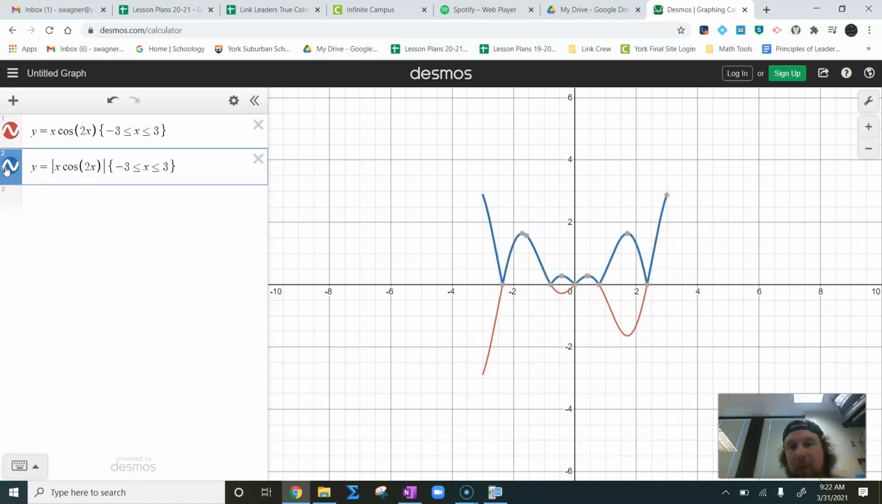And you kind of see in blue, that's what happens. Those red guys that were underneath are now above. And I'll turn the red one off so you kind of see everything's up there. So everything's going to be a positive area no matter what. All right. So that's what I could use on my calculator as well.